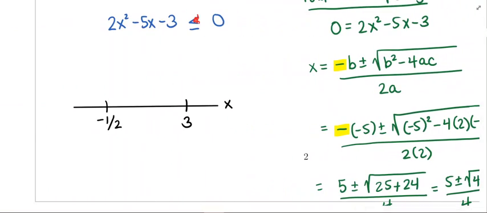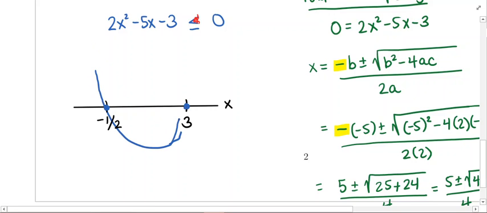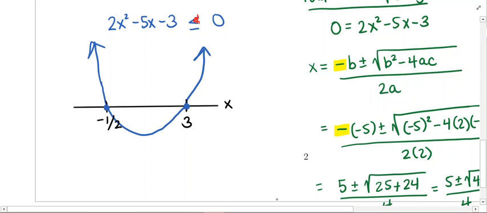Okay, we know that there are x-intercepts here, so the parabola is going to cross the x-axis at these 2 points, and it opens upward. Okay, so this is a rough sketch of the parabola here. So it looks like this. We do not care where the vertex is. Doesn't matter for this application.